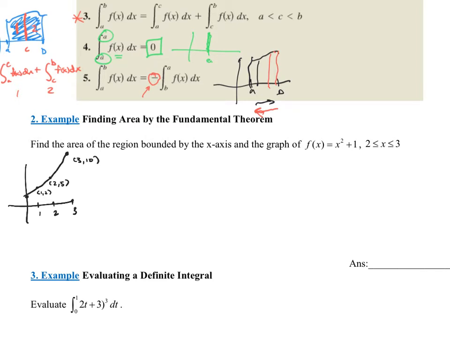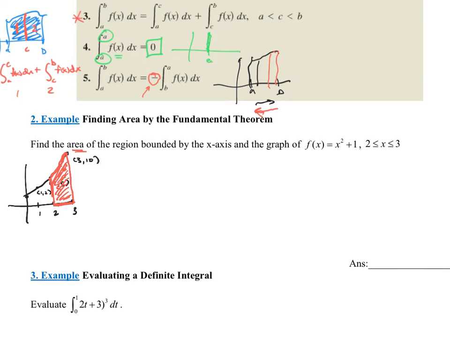So what are we asking for here? We're finding the area of the region bounded by the x-axis. Here's my x-axis. And the function x squared plus 1, that's this function right here, on the interval 2 to 3. So what I'm doing is trying to find this shaded area right here, the area beneath the curve of x squared plus 1 on the interval from 2 to 3.